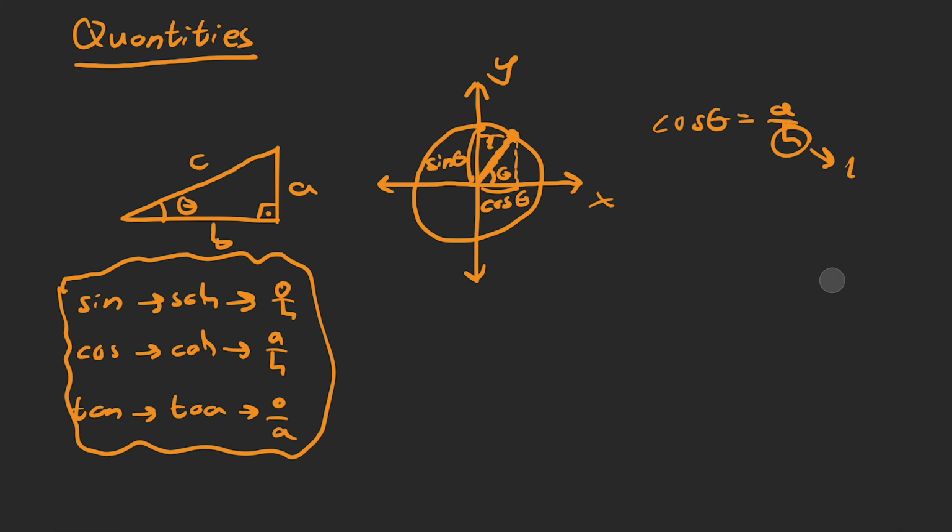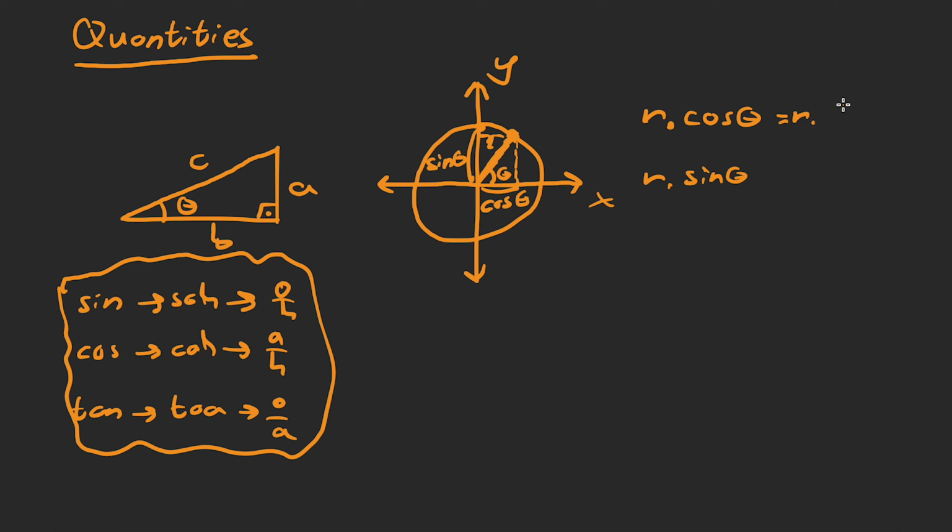Of course, this wouldn't always be the case. Our radius wouldn't always be 1 if we were dealing with other circles. Let's say that you have a circle with a radius length of 2. Well, to find this length, what you're doing is multiplying the radius by the cosine theta. And for this length, you're multiplying the radius by sine theta.